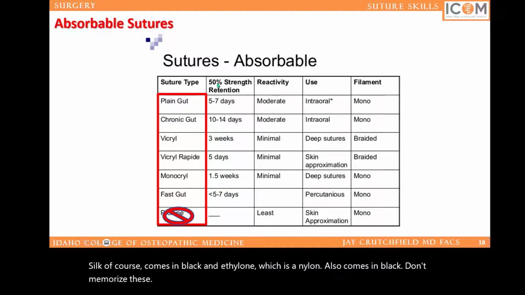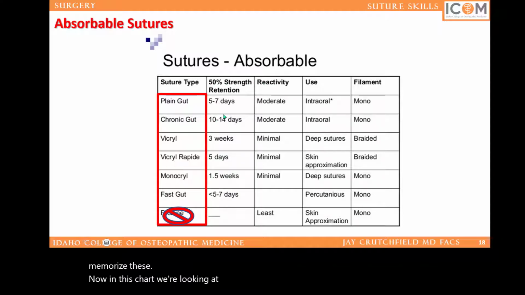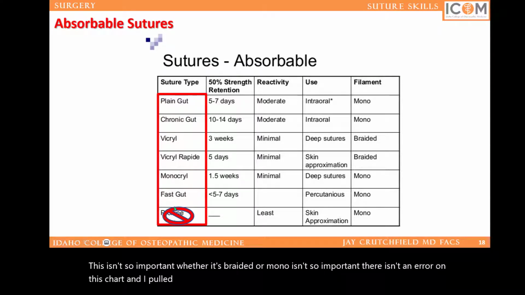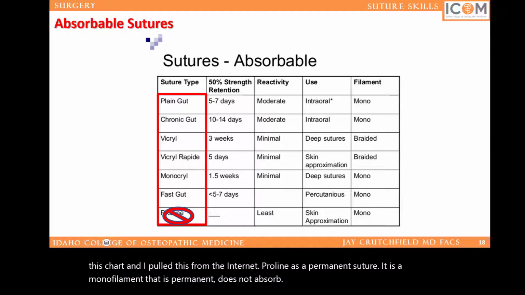Now in this chart, we're looking at the absorbable sutures, about how long they last, and whether they're a braided suture or a monofilament. This isn't so important. Whether it's braided or mono isn't so important. There's an error on this chart, and I pulled this from the internet. Prolene is a permanent suture. It is a monofilament, but it's permanent. It does not absorb, and it shouldn't be on this chart.